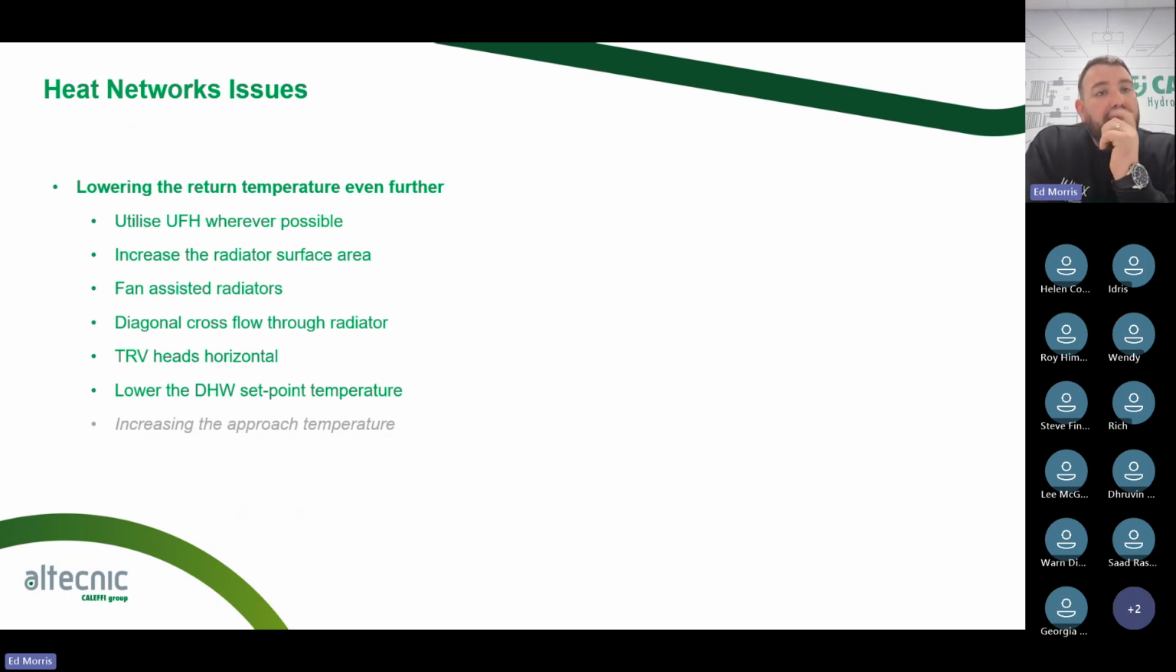So if we're going to start lowering return temperatures, or lowering the return temperature even further, we need to look at how we can utilize it. How can we get the most efficiency from our heat network? First of all, utilize underfloor heating where possible.